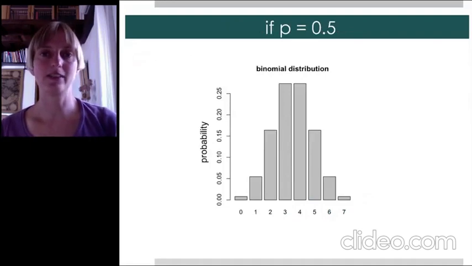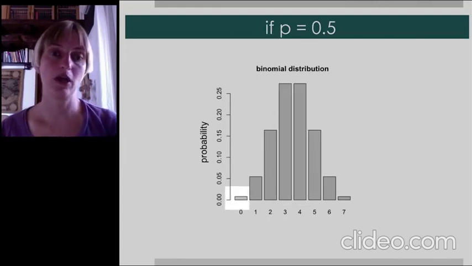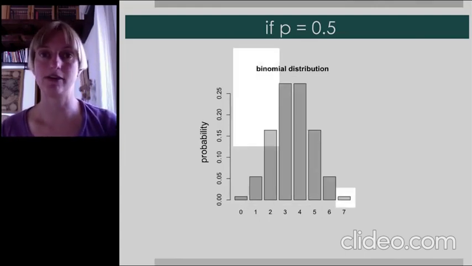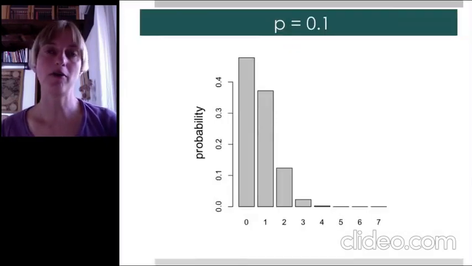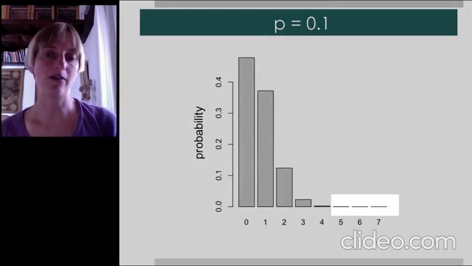If p is equal to 0.5, you get this very symmetric looking distribution where it's most likely that the node will have degree 3 or 4, but also it could end up with low probability with no neighbors at all or connected to all 7 of the other nodes. If, however, the probability is only 1/10, then you have a distribution that's much more skewed. It's much more likely that a node will be connected to no others, and very unlikely that it would have anything past degree 4.